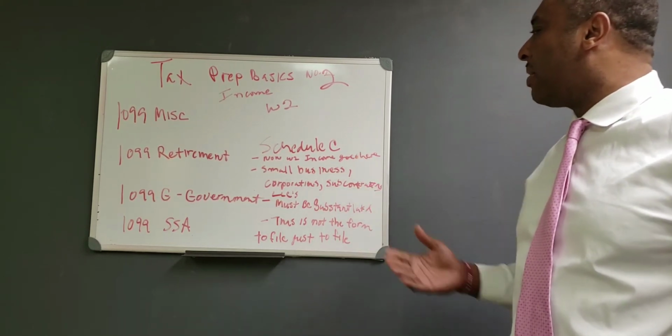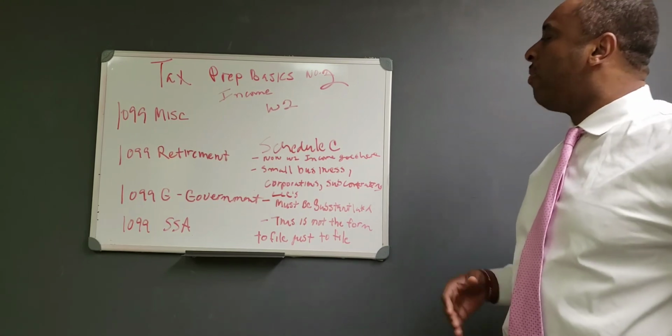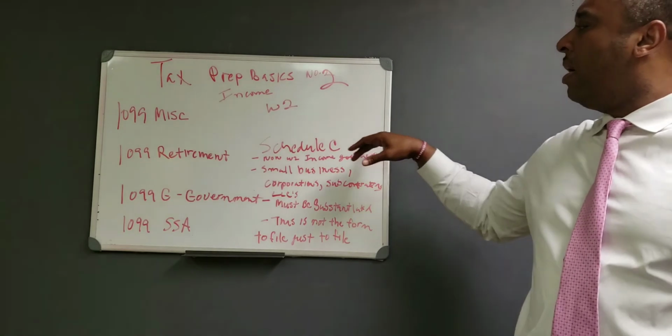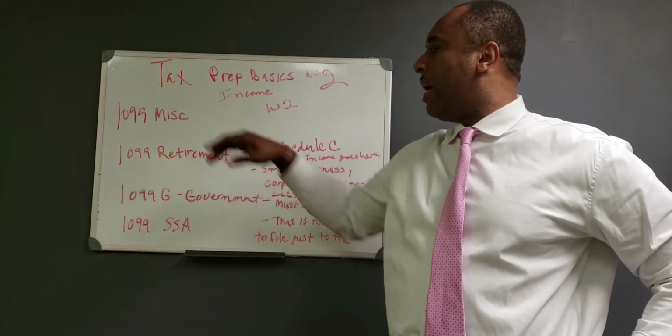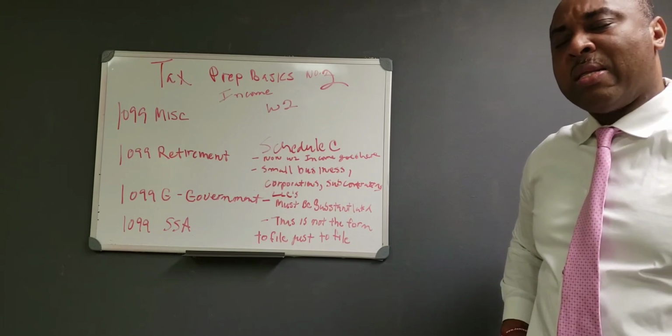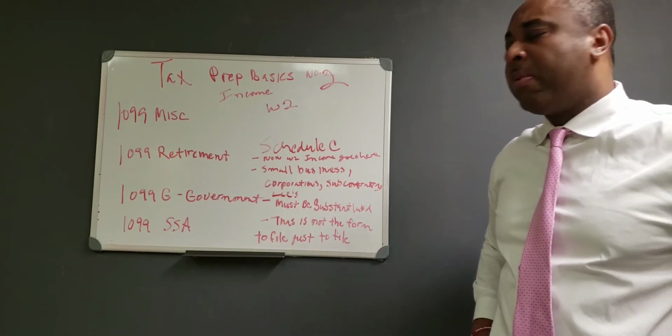Now let's talk about the Schedule C. Okay, our non-W-2 income or 1099 income goes here. Sometimes the Schedule C will correspond with the 1099s. This depends on where the 1099 income comes from.